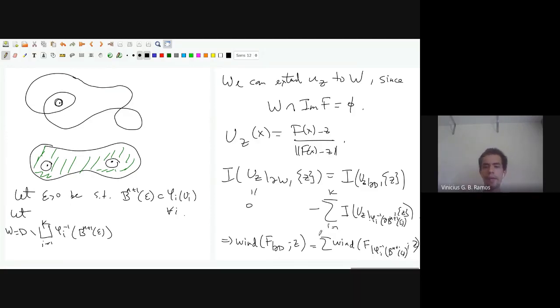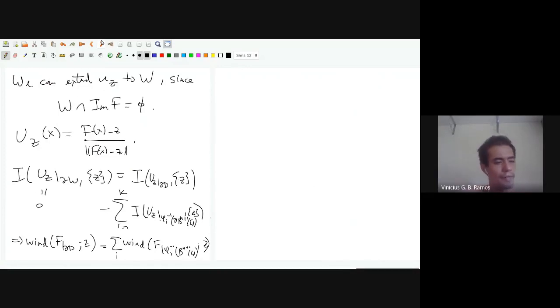Okay, so this is kind of the argument that I was saying. You replace the winding number of the whole thing by a sum of local winding numbers. And what's the advantage of that? Well, the advantage is that now these are very easy to compute because I know exactly what f is like. So maybe I can call fi this function f restricted to this ball.